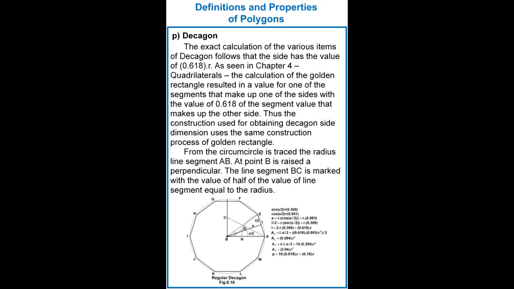Thus, the construction used to obtain the dimension of the lateral segment of the decagon is the same one that was presented for the construction of the golden rectangle in Chapter 4. Thus, the process is initiated with the drawing of the circumscribed circumference and the drawing of the radius AB, which is the base of the golden rectangle. Then, at point B, a perpendicular is drawn. The segment BC drawn at the continuation has the dimension equal to half of the value of the straight line segment that composes the radius AB.